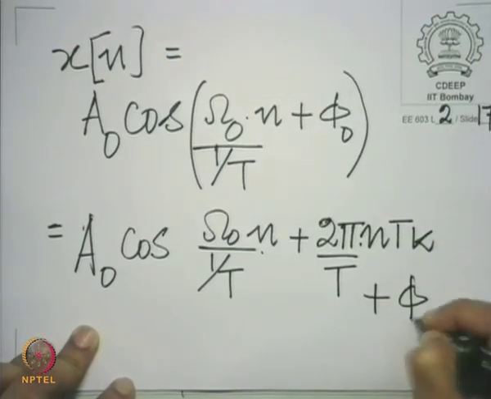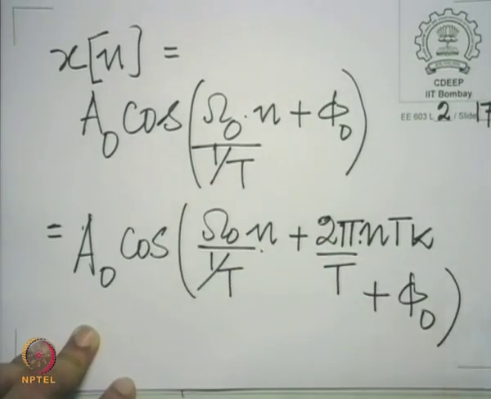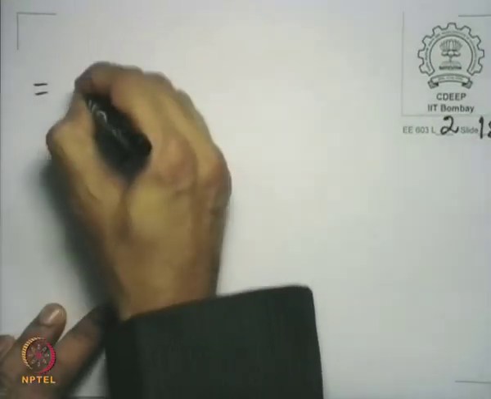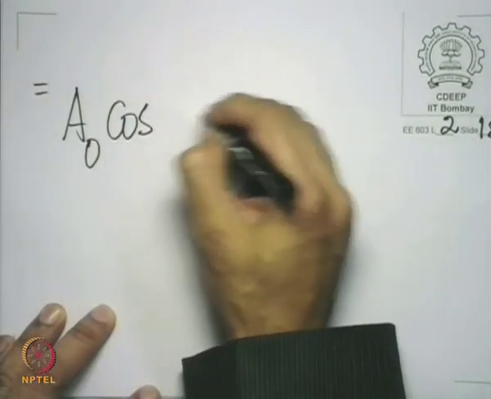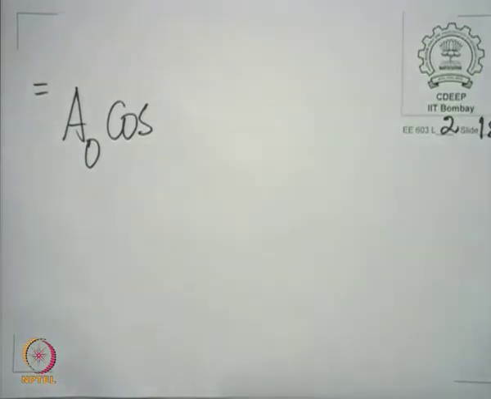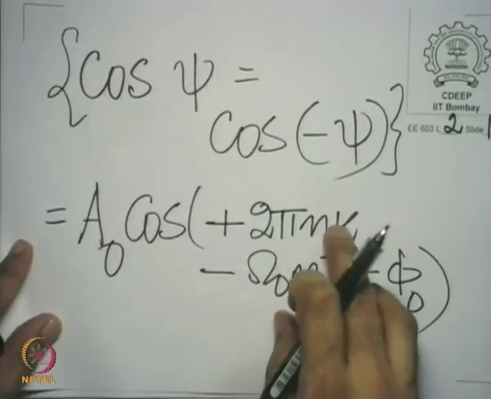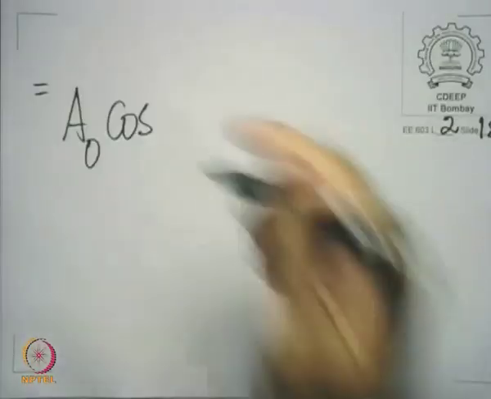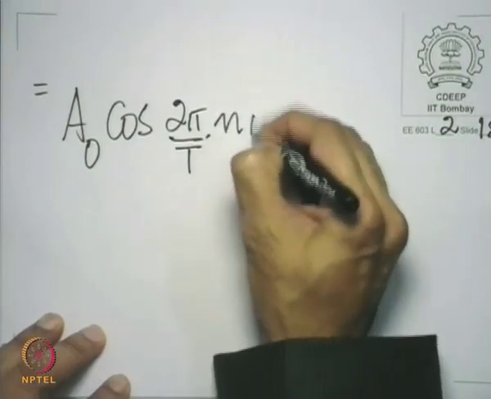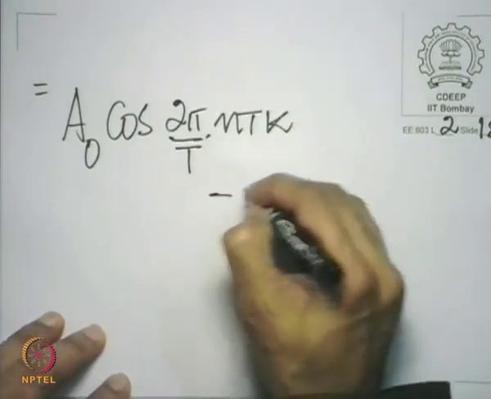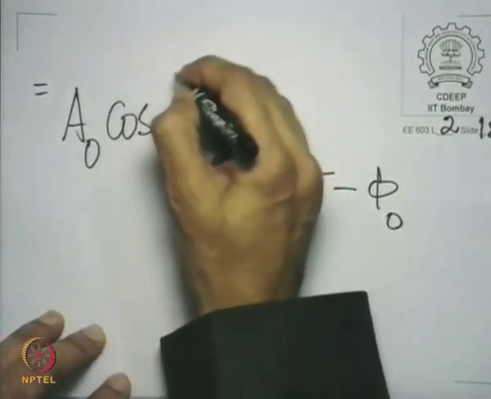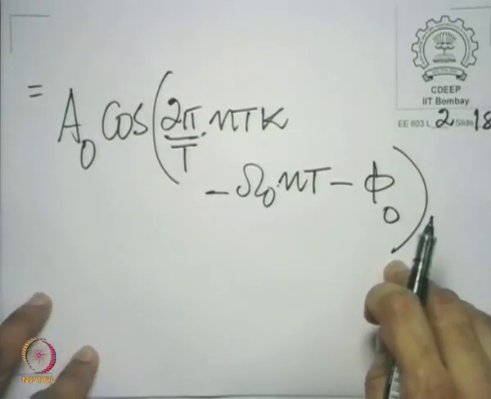And of course, plus phi naught. And that's also equal to a naught cos minus omega naught. So in fact, let's take this term now. From this term, I'll multiply and divide by T here. So I have 2 pi by T times nT k minus omega naught nT minus phi naught, and all of them give me the same value.